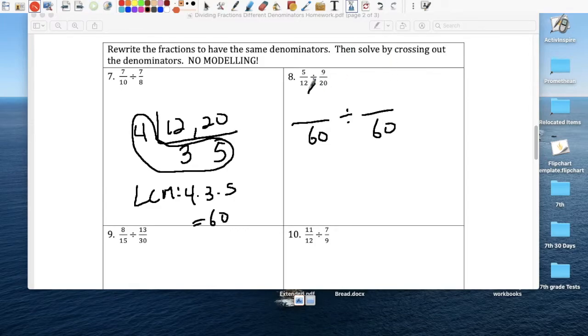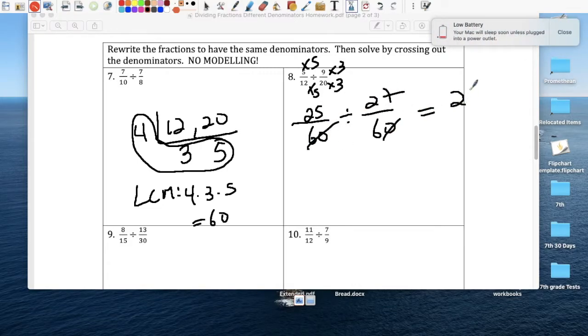So 12 times 5 is 60, so I multiply the top by 5, I get 25. 20 times 3 is 60, so times 3 on the top is 27. Cross and cross, and I go 25 over 27.